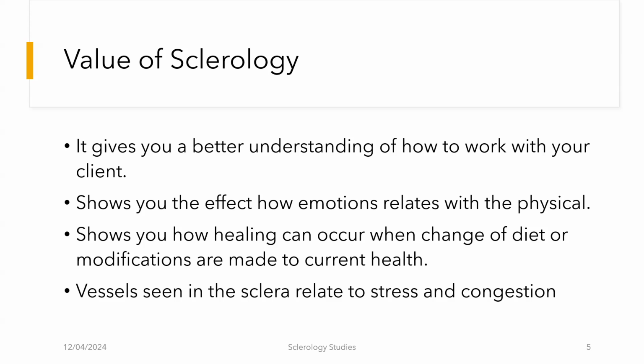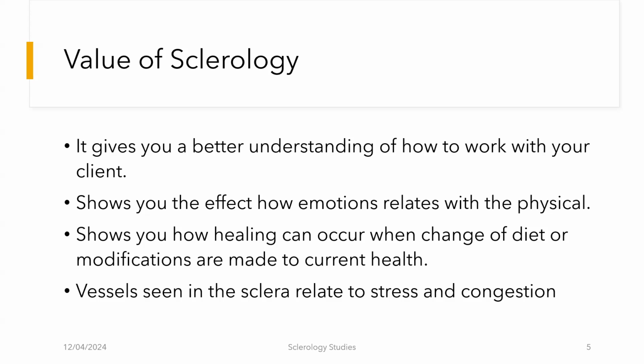It shows you how healing can occur when we change that diet or we make these modifications, or people just up and say, you know what, I'm going to do something, I'm going to do it today. If you look at them 6 months later, the sclera will show you, you know what, they did do something. There's an interruption in that vessel, and there's a fading of that vessel. And you're like, wow, you did do something. I'm impressed. It is working for you. I think it's easier to see that in the sclera than it is in the iris.